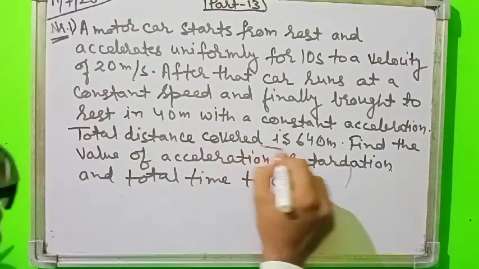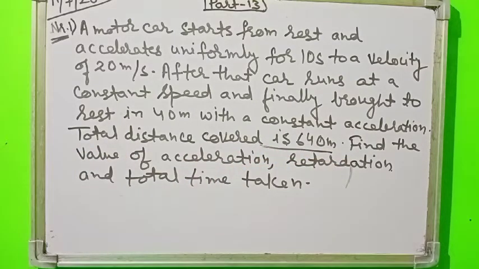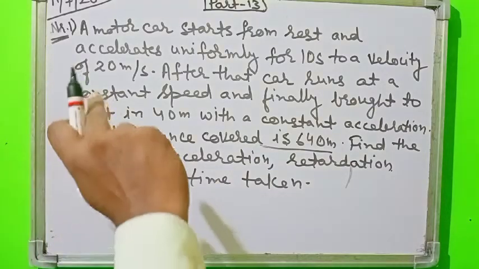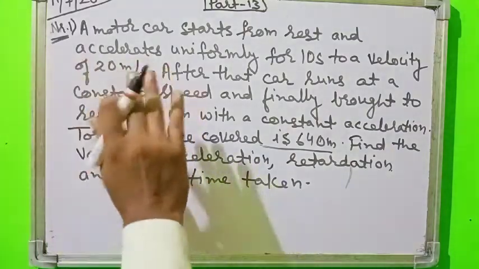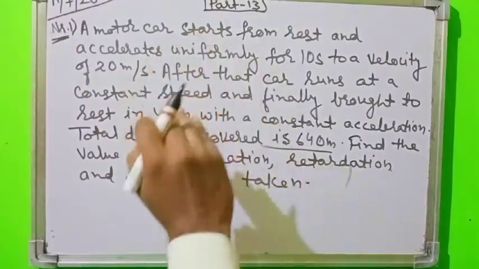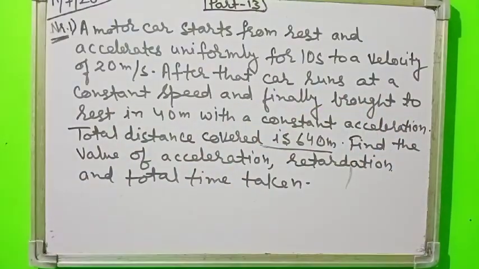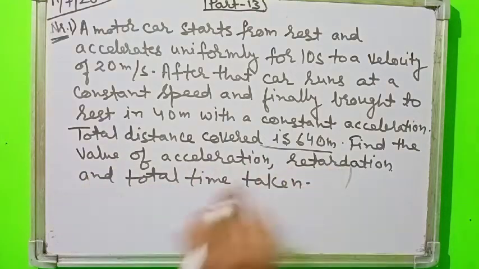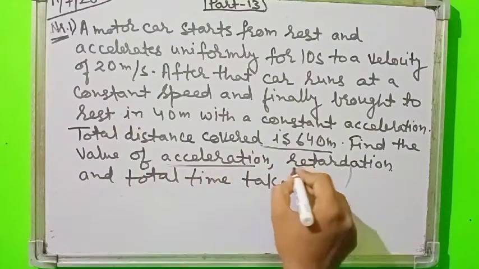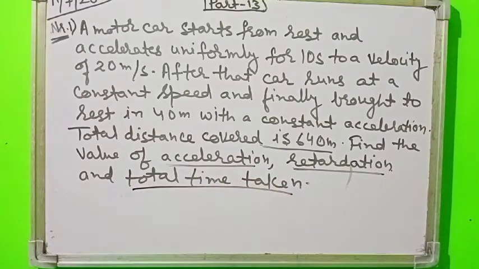The total distance covered by the car is 640 meters. In all three phases of motion, first it accelerates, then it moves with constant velocity, and after that retardation, and in the whole motion it covers a distance of 640 meters. You have to find the value of acceleration, retardation, and total time taken. So let's go for the solution.